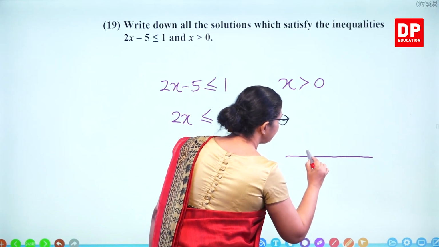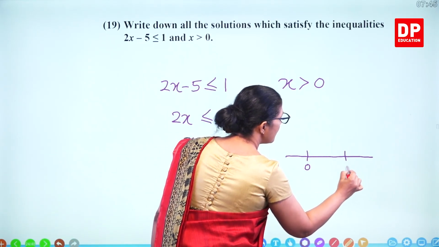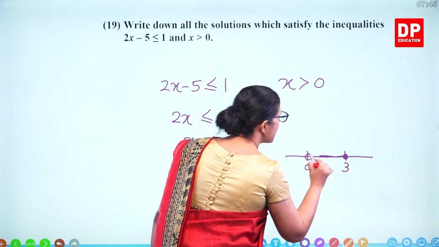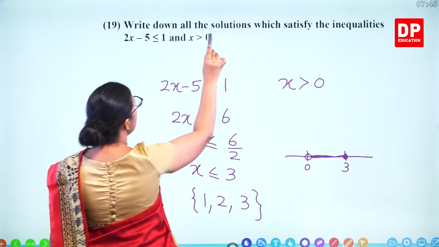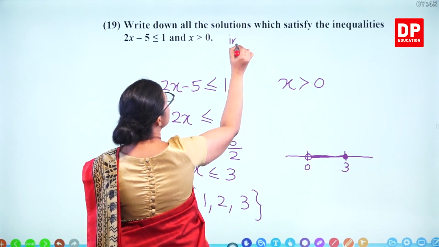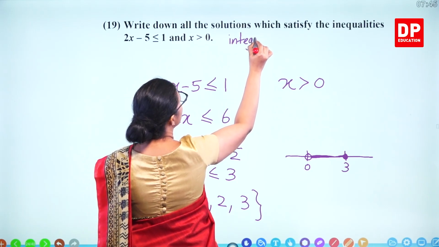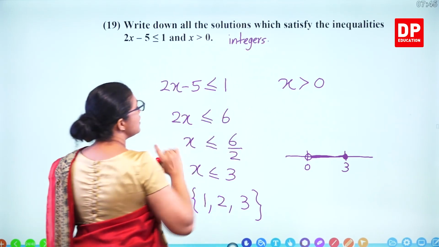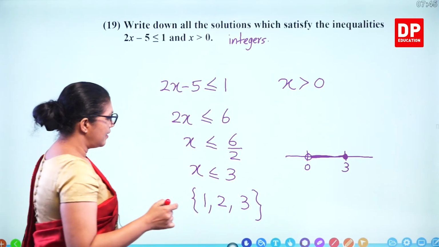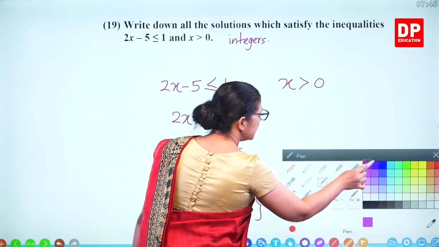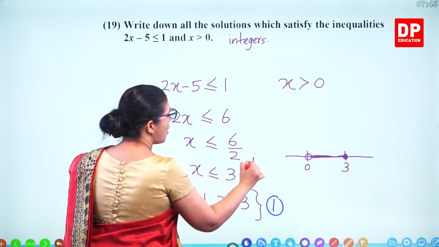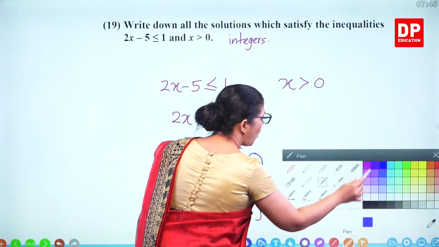Number line, 0, 3, all possible integers. But this should not be 'all the solutions'. I'm taking integers. This should be integers. Otherwise, you have to write it down like this. So 1 mark here and 1 mark for solving the inequality.